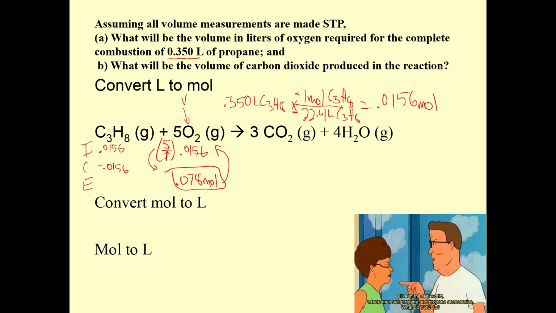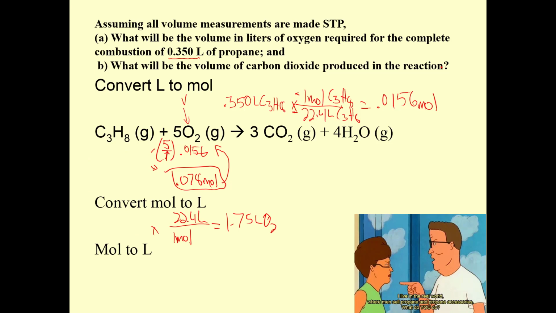And that's my answer for moles of oxygen. Now I have to convert moles to liters. 0.078 moles of oxygen to liters. Remember, 1 mole is 22.4 liters. So 0.078 times 22.4 is 1.75 liters of, that's not liters. Yep, liters of O2. Okay.